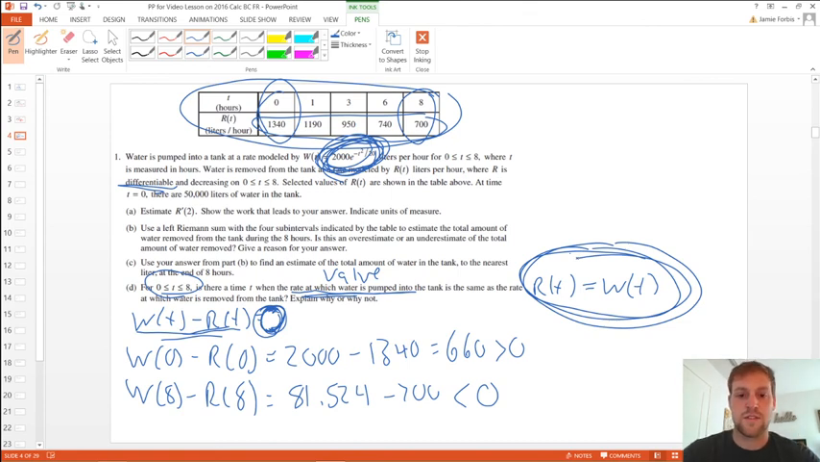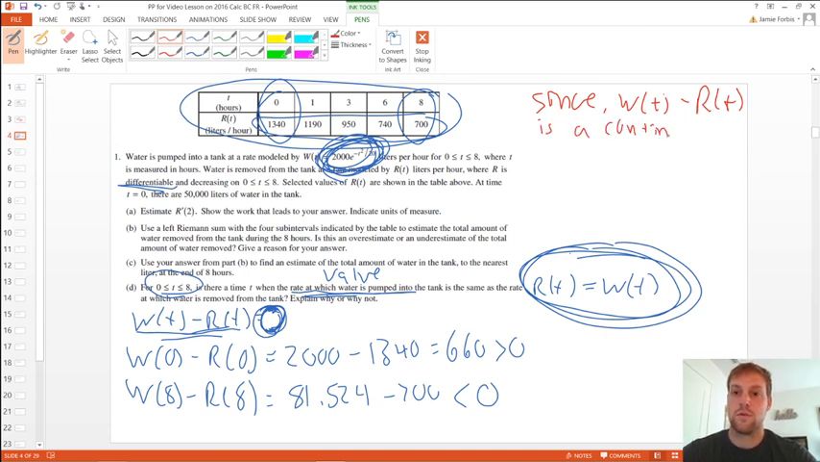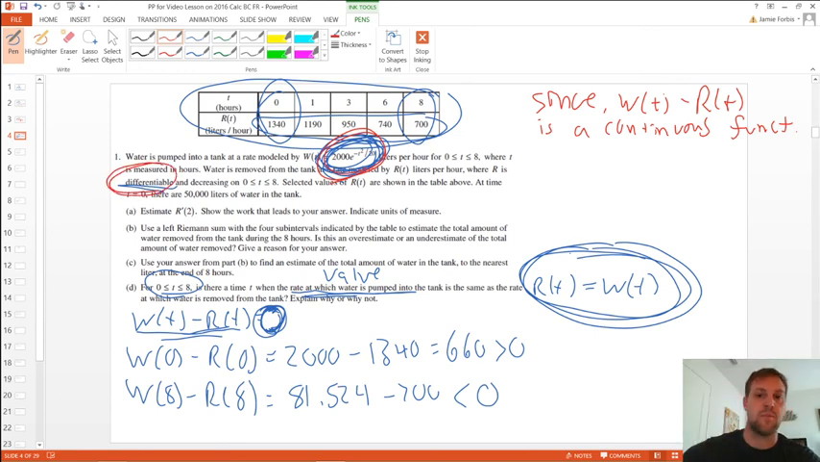I'm going to state this out a little bit because we showed all the criteria. I'm going to write a since-then statement here. Let's say the continuous part first. Since W of t minus R of t is a continuous function, and I should probably go into a little more detail than that. W of t is continuous because it's this exponential, so it's continuous on its domain. And R of t is continuous because it says it's differentiable, which implies continuity. So both pieces make it a continuous function.